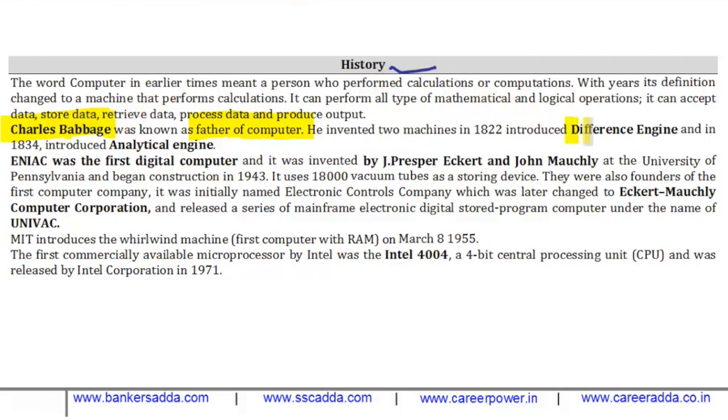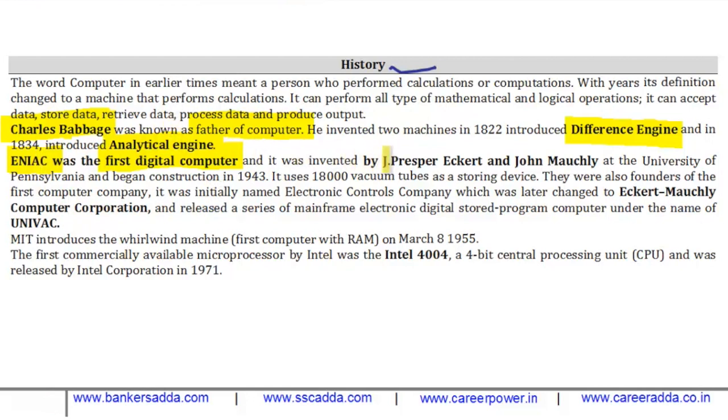Charles Babbage introduced difference engine and analytical engine. You must remember these terms, that Charles Babbage, he is known as the father of computer and he introduced the difference engine and analytical engine. Next we have ENIAC. This term is an abbreviation for Electronic Numerical Integrator and Computer. It was the first digital computer. So if I ask you, which among the following was the first digital computer? Then if ENIAC is given in the option, ENIAC will be the answer.